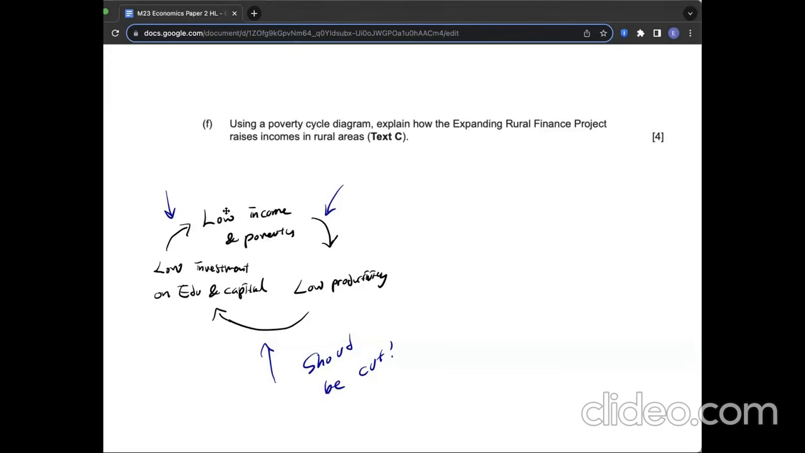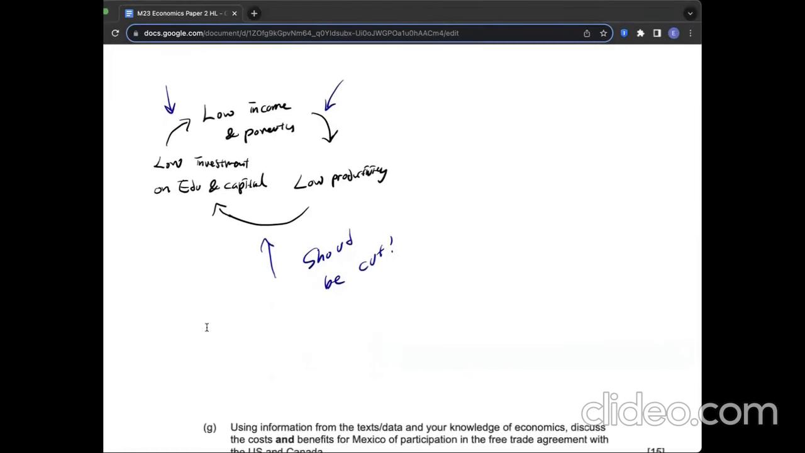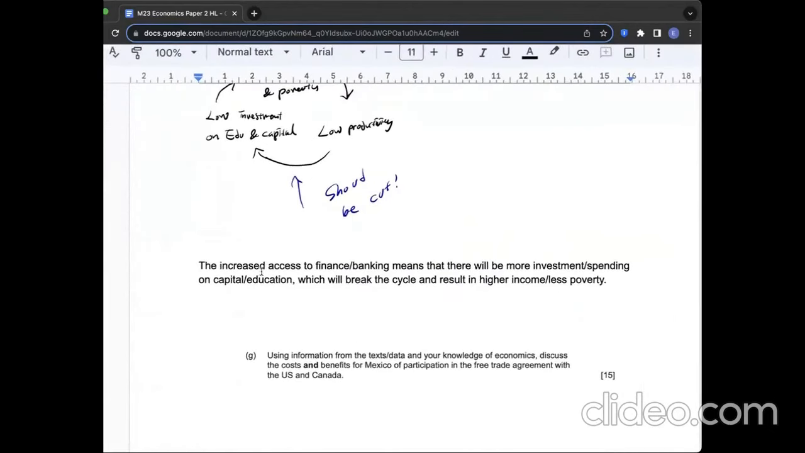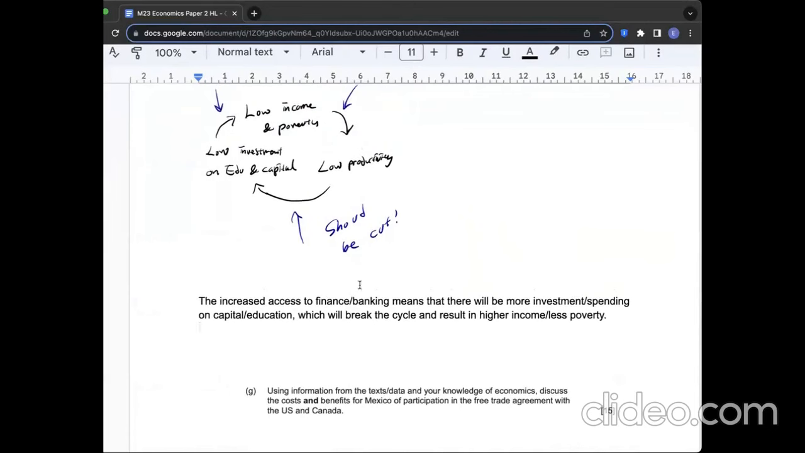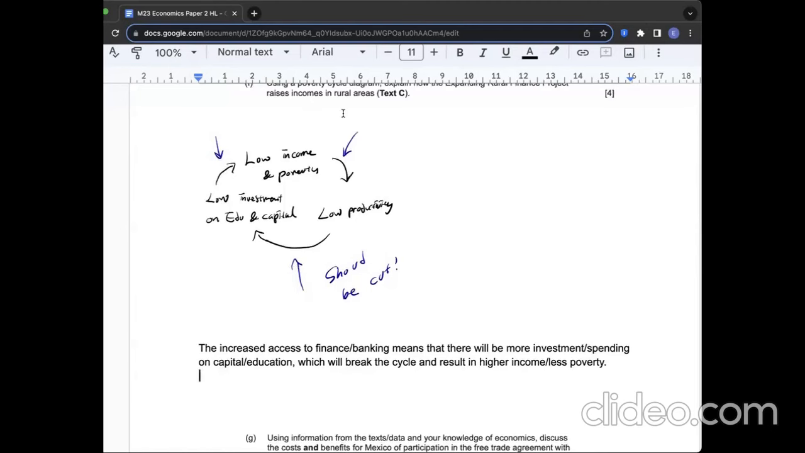So someone has to do something to cut this cycle. In this sense, how can the expanding rural finance project, in other words providing loans and credits, allowing them to access more of the financial sector, cut the vicious cycle? How can it improve the vicious cycle? Let's give it a go. Increased access to finance or banking means there will be more investment or spending on capital and education. So people borrow money to get higher education, or businessmen borrow money to build factories or start more productive production, or things like that. So it will break the cycle and result in higher income and less poverty. So this cycle should be cut somewhere.